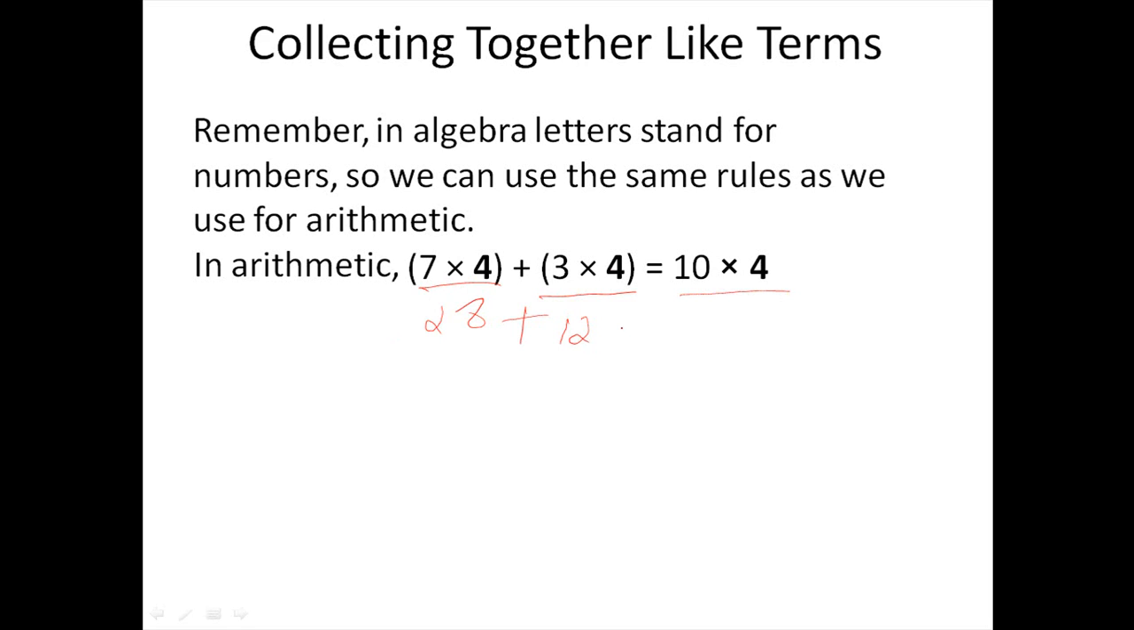In algebra, it's pretty much the same thing. 7 times b plus 3 times b is going to be 10 times b. Same idea. So b is just taking the place of a number. Or as I said, we don't write the multiplication sign. I'm going to simply write 7b plus 3b is equal to 10b. They're all like terms because they contain exactly the same variable.